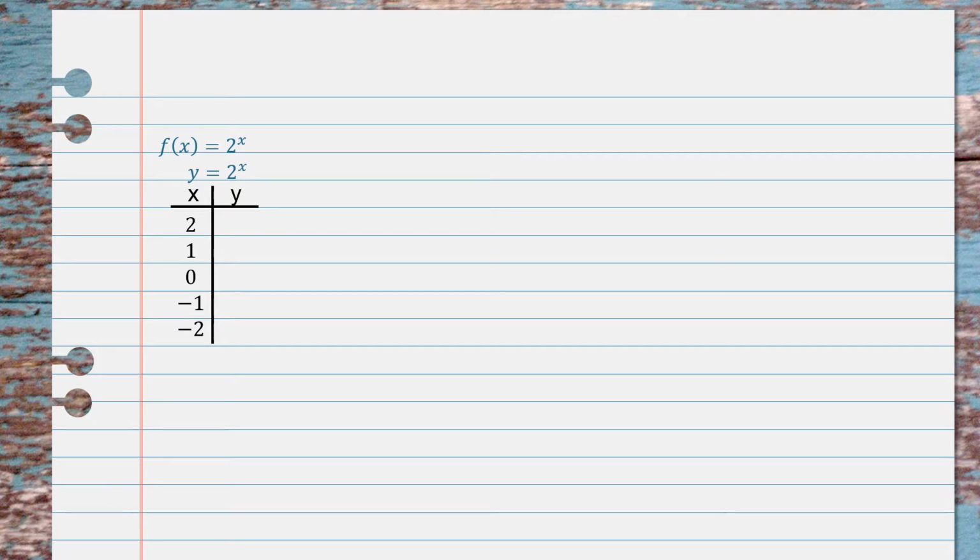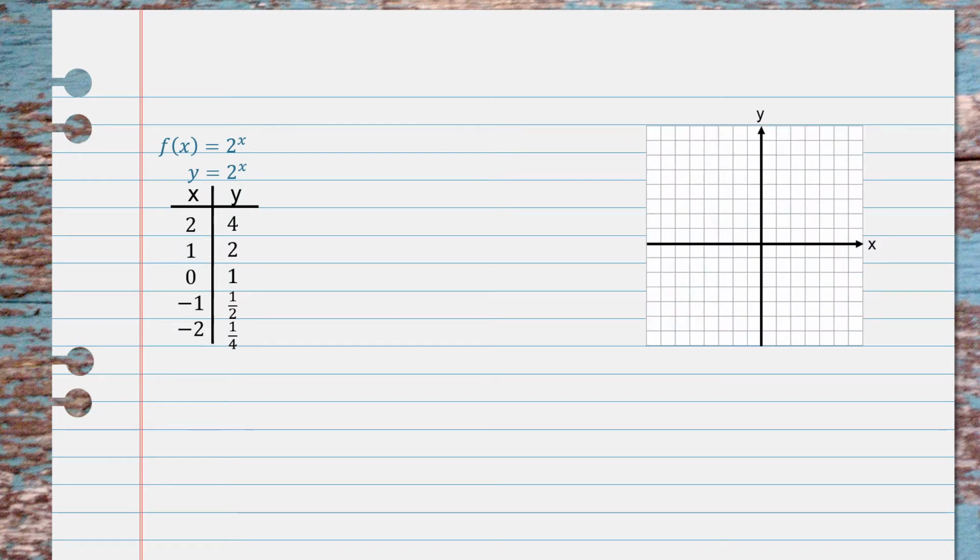Take a moment now to plug these into the exponent and see what you find for the corresponding y value. Hopefully your t-chart is 2, 4, 1, 2, 0, 1, -1, 1/2, -2, 1/4. Now that we have the completed t-chart, let's graph and see what this looks like. Take a moment now to prepare your xy axis and plot these points.